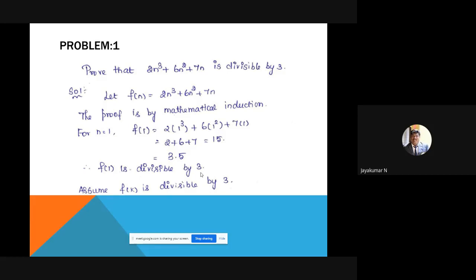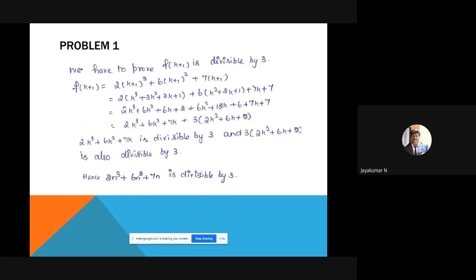Okay. What's the next step? This is the induction step. For n equal to k, the statement is true. We have to assume for n equal to k the statement is true. So assume f of k is divisible by 3. Then we have to prove that f of k plus 1 is divisible by 3. If we prove f of k plus 1 is divisible by 3, then finally we conclude that 2n cube plus 6n square plus 7n is divisible by 3.